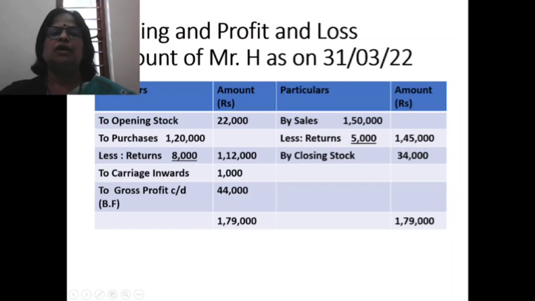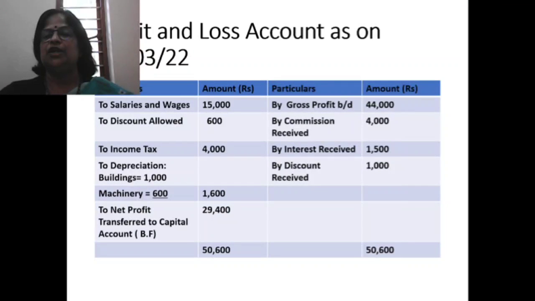Now let's see the problem. Trading and profit and loss account of Mr. H as on 31/3/22. To opening stock 22,000, to purchases 1,20,000 less returns 8,000, in the outside column it is 1,12,000. Now by sales 1,50,000 less returns 5,000, outer column 1,45,000. By closing stock 34,000. So the credit side is higher, 1,79,000. When you balance it, you will get gross profit 44,000. This you will transfer to the credit side of the profit and loss account.